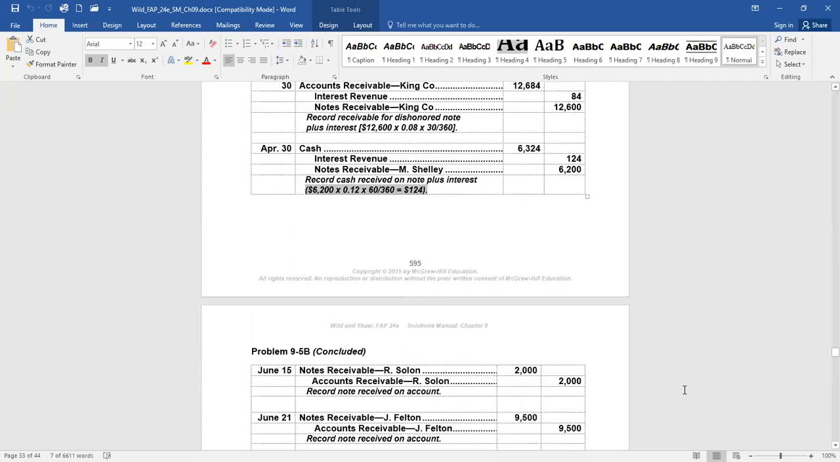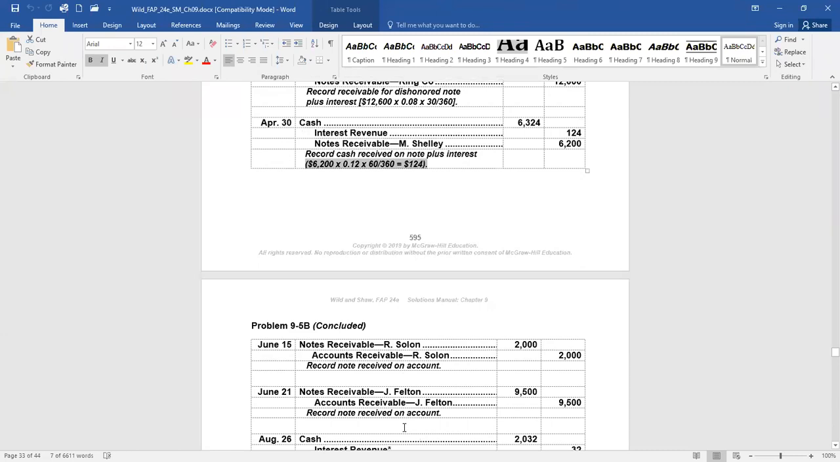Going to June 15th, accepted a 72-day, that's bizarre, right? 8% note in granting a time extension to R. Solon. So we'll debit notes receivable, credit accounts receivable for 2,000. Notice we don't do anything with the interest the day the note is created, because no interest has occurred.